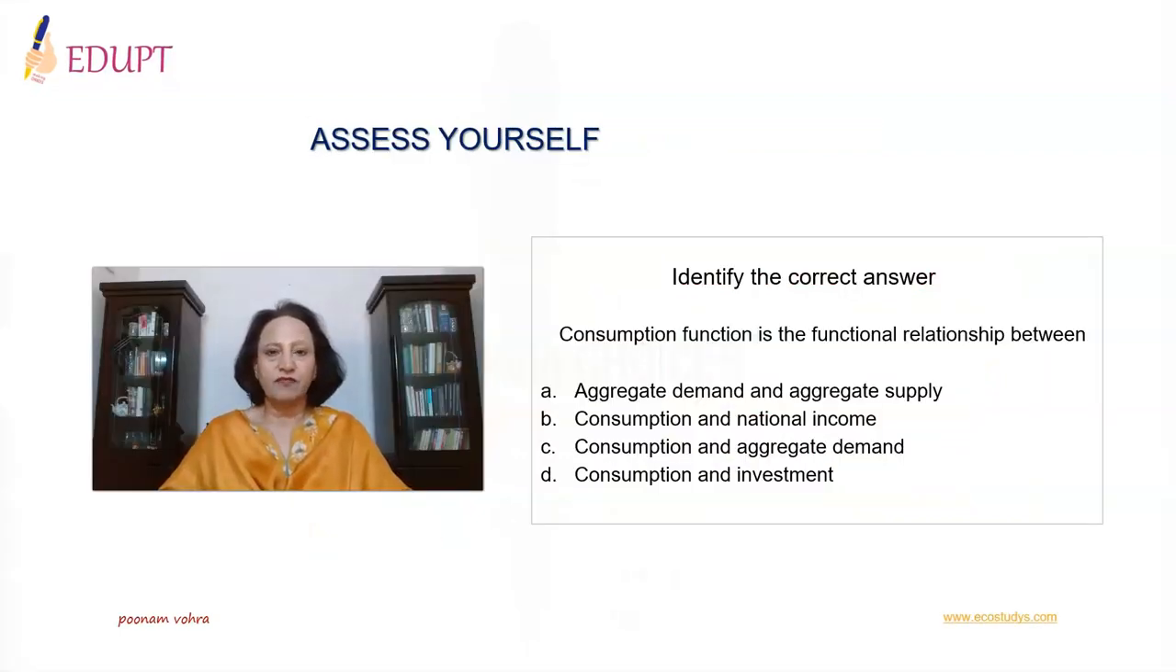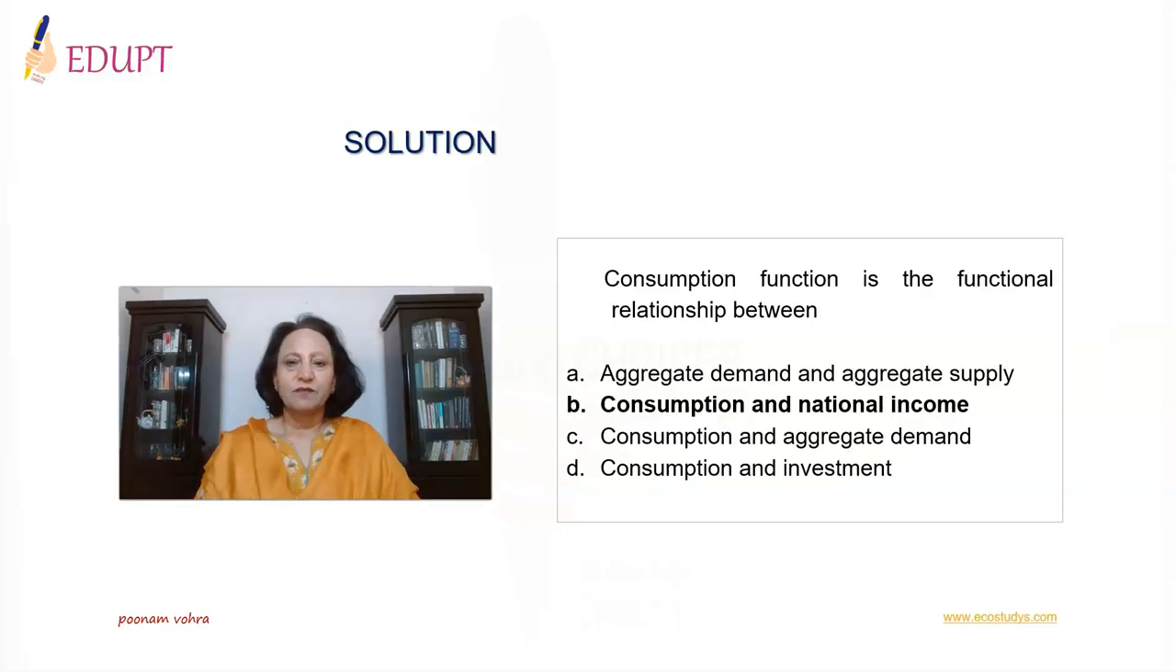Now assess yourself and identify the correct option out of the 4 options given for a statement. Consumption function is a functional relationship between option A, aggregate demand and aggregate supply, B, consumption and national income, C, consumption and aggregate demand, and D, consumption and investment. Please check your answer. The correct answer is option B. Consumption function is the functional relationship between consumption and national income.